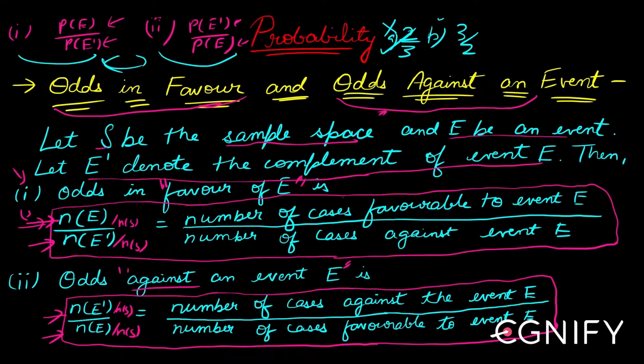So just remember that whenever you have in favor of, you will put P of E in your numerator, and whenever you have odds against, you will put P of E dash in your numerator, right? So that's all that's there in odds in favor and odds against an event. Let's move on to the next subtopic.